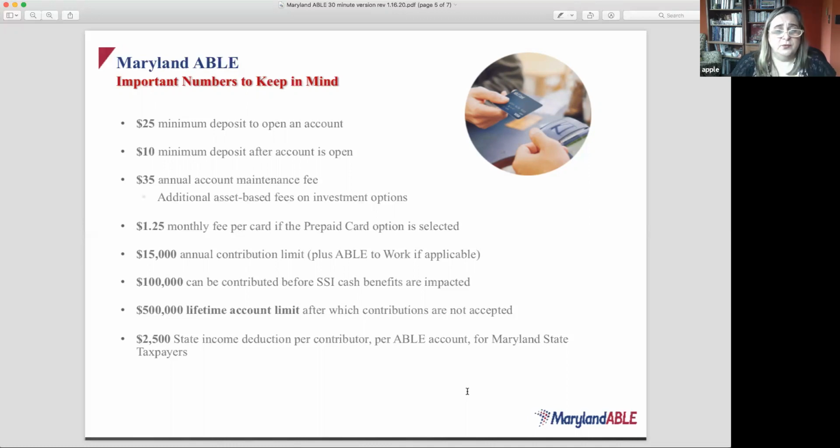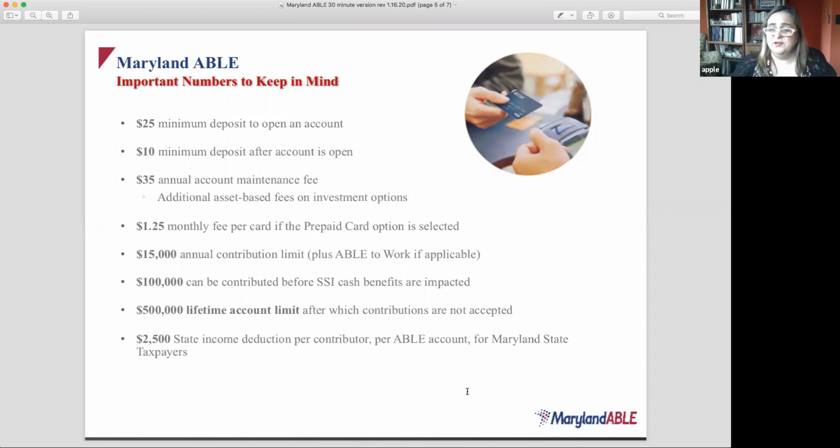That $100,000 limit, again, is just the amount of money that you can save in your ABLE account before any of your SSI cash benefits are impacted. But remember, if you do exceed that amount, you still are enrolled with Social Security Administration. You will be able to receive those benefits again if at any point your balance falls below $100,000. And the most important thing is that even if you go above the $100,000, you never lose your Medicaid or waiver services. The next is a $500,000 lifetime account limit, after which contributions are not accepted.